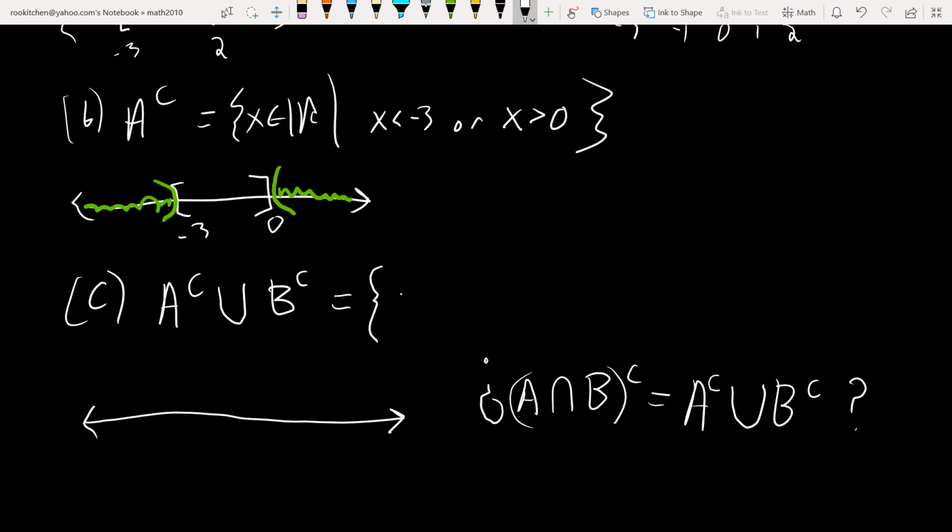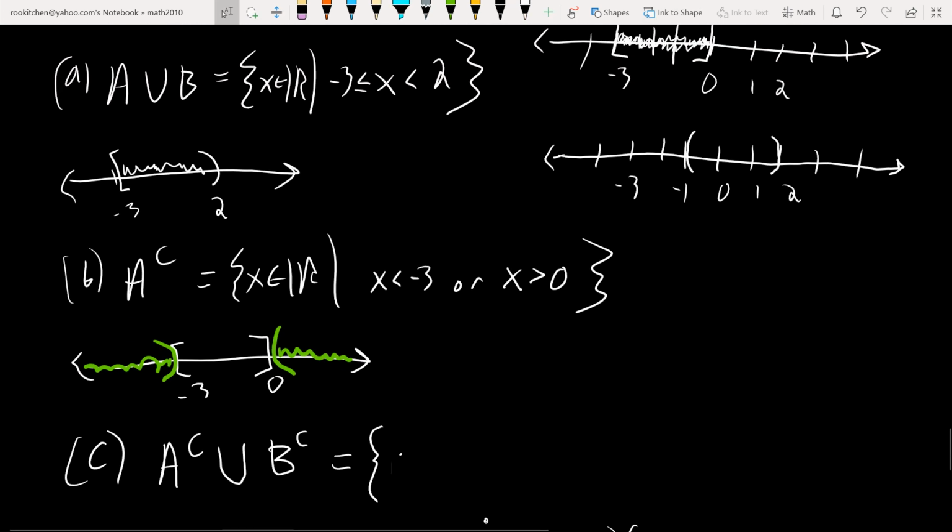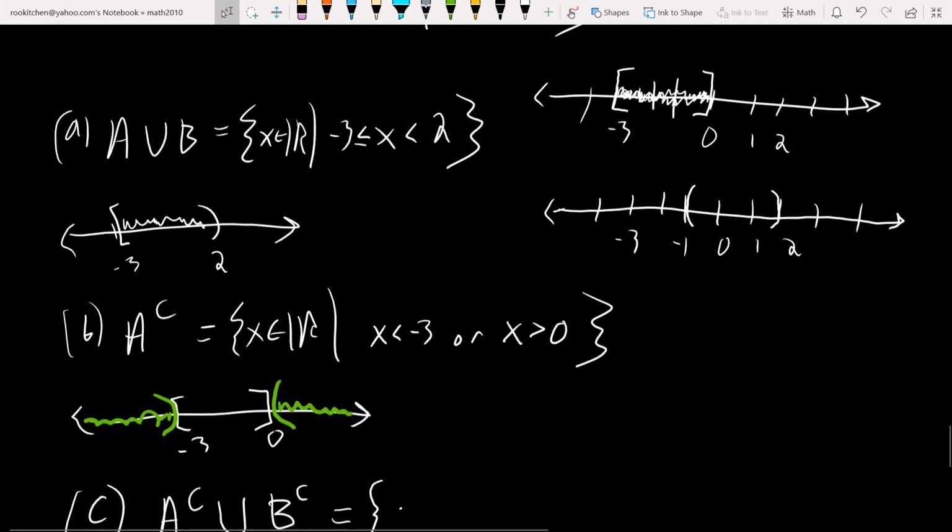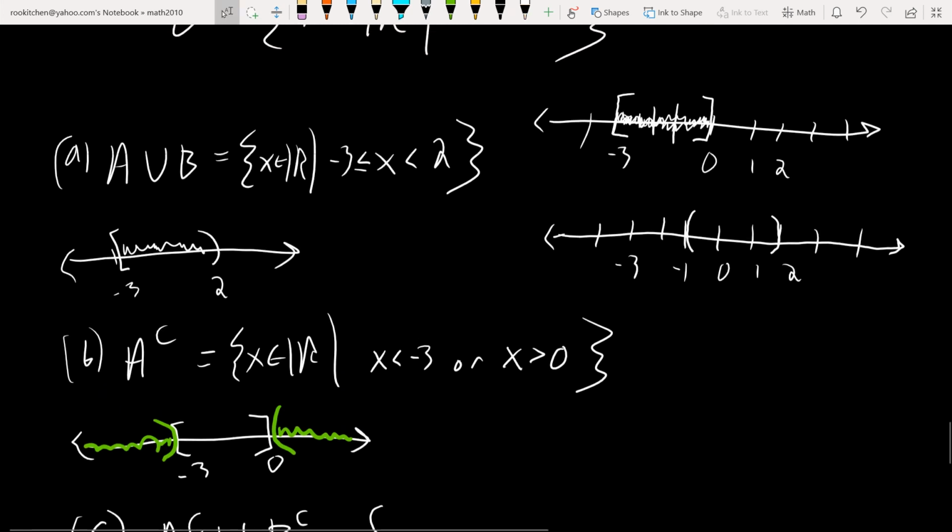All right, so what is this thing? A complement I already have sitting here in green, on the left of the screen. B complement, let me attach that to this picture where I drew B. So I'll put that in green as well. It's on the right. So B complement is just this stuff.